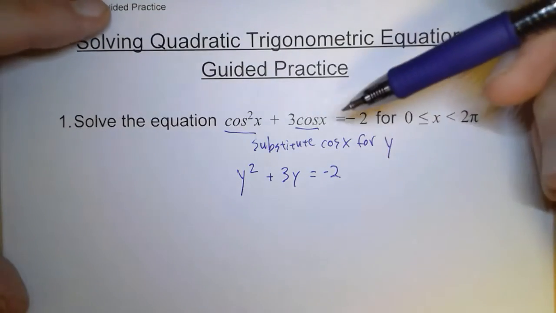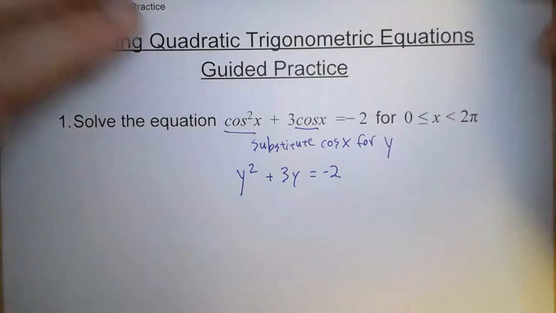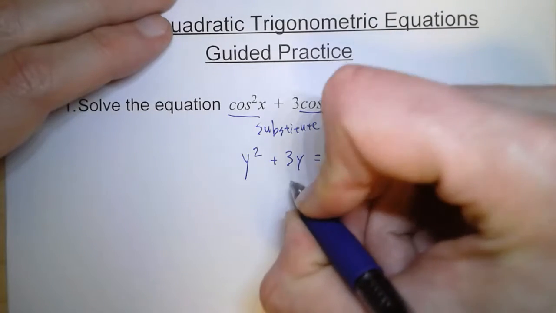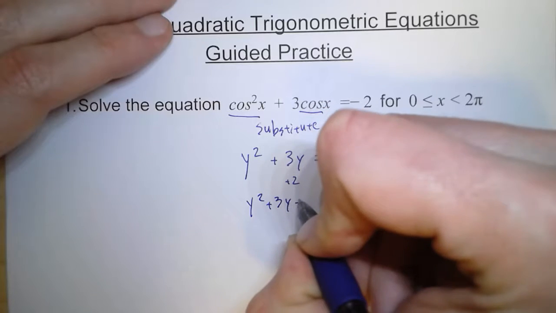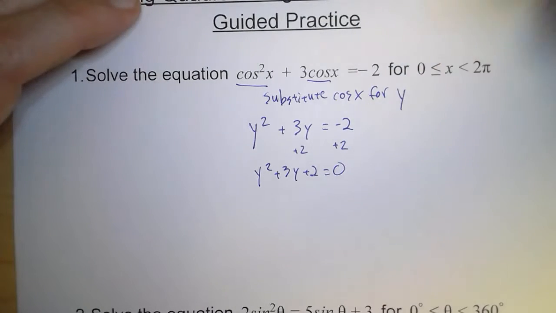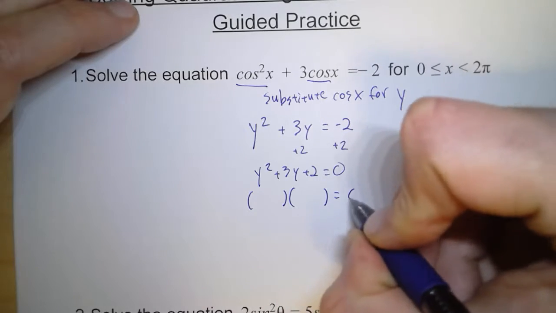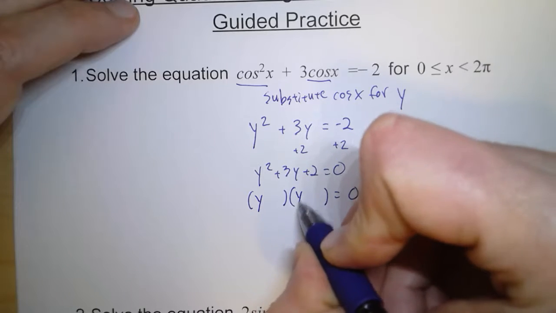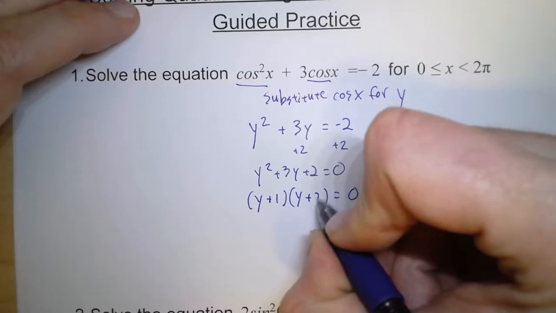Now taking cosine out, what we see is, well, this is a quadratic. Okay, well, we can solve that. We solve a quadratic by getting it equal to 0. So we're going to add 2 to both sides. So y squared plus 3y plus 2, that's going to equal 0. Now that it equals 0, we can factor this. So we break this up into two binomials. And so we have y squared, so that's going to break into y and y. And plus 2, that's going to break into plus 1 and plus 2.